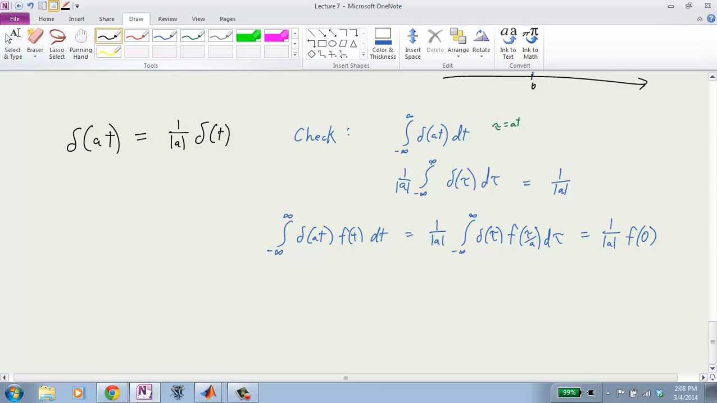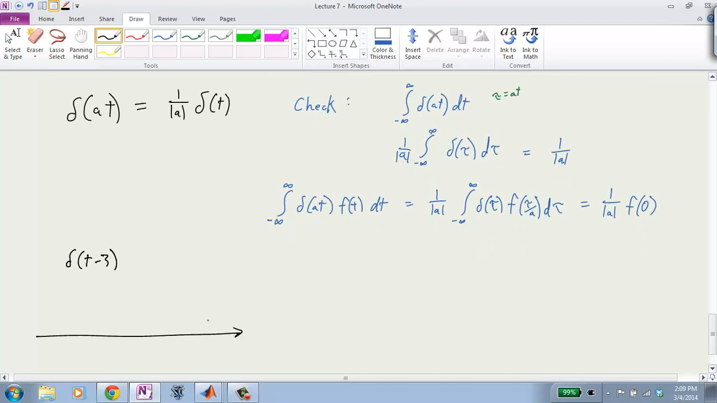Okay, here's an example. This will also be a good exercise for manipulating signals with shifts and scalings and making sure you do them in the right order. So suppose you have delta of t minus 3, and I'll plot that here. So delta of t minus 3 looks like this. We've got 3, and we put an arrow. Okay, there's the delta function at time 3.